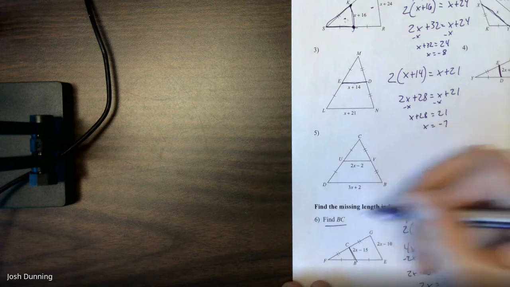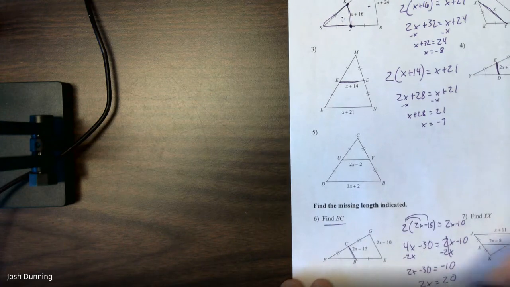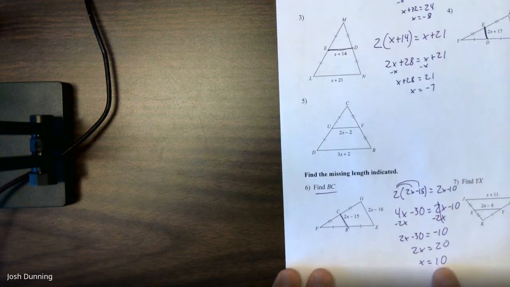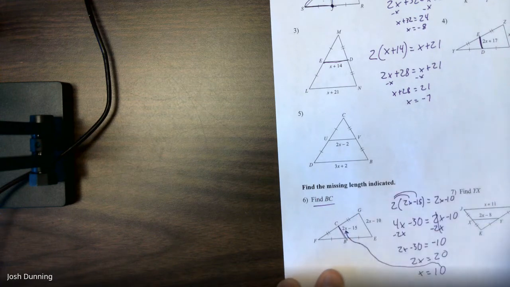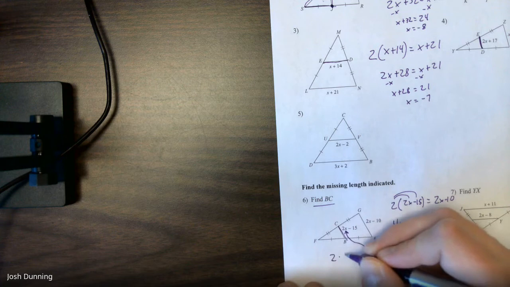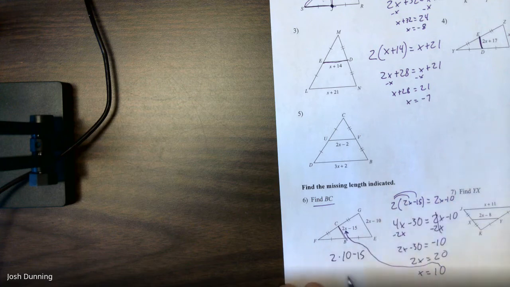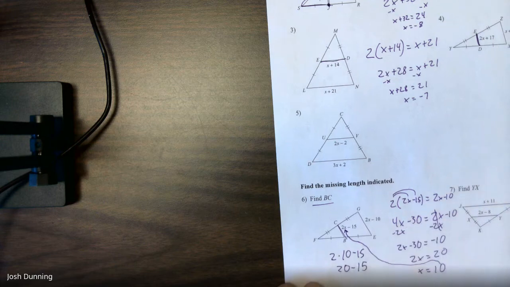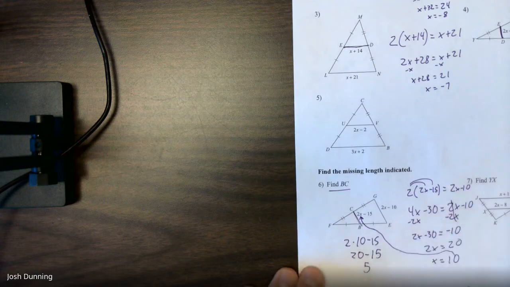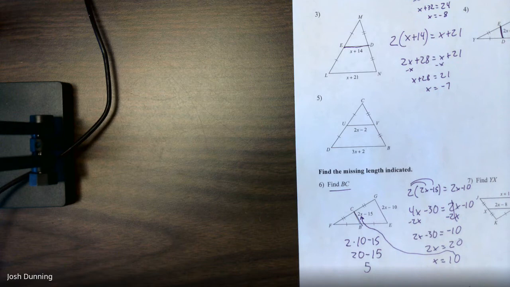But it said to find BC, solve for BC. So what we got to do, we just said x is 10. So we're going to substitute that 10 in. We're going to put that 10 in for the x. And now it's just order of operations. We'll multiply first. And you could just do this on a calculator. And then 20 minus 15 is 5. So this one's the answer.